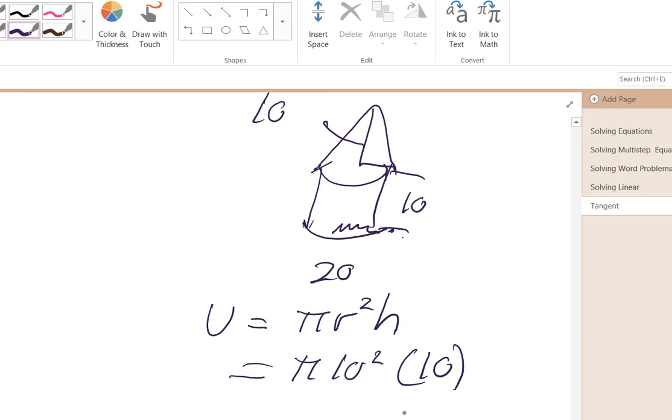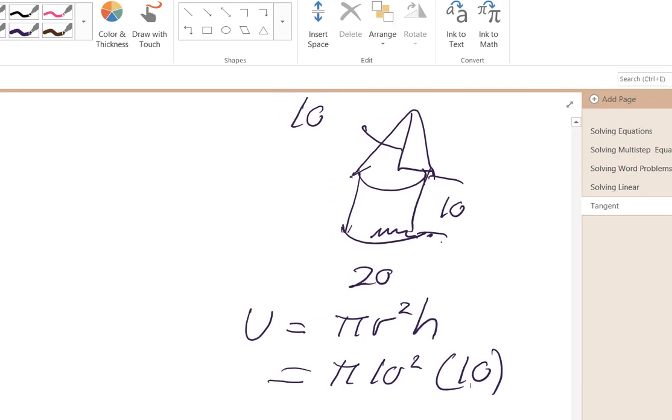Then for the volume of the cone thing on the top, it's the same formula, except you have to divide it by 3. But the radius is still 10 and the height is still 10 in that case. So they're the same formulas. All right.